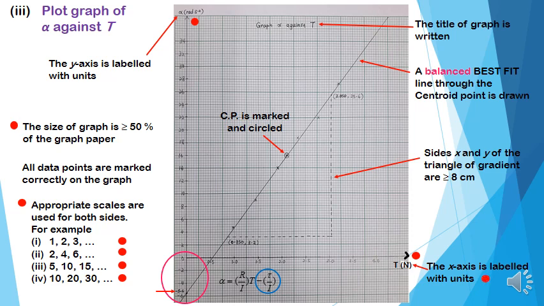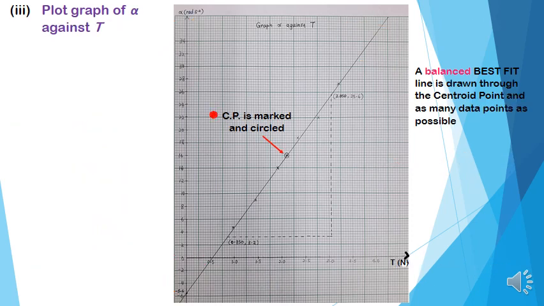Then label the x-axis and the y-axis correctly with the correct units in brackets. Write down the title of the graph on the graph paper, which is Graph of Alpha against T. Calculate the centroid point and mark it on the graph paper, then circle it, followed by the marking of the other 6 data points, 1, 2, 3, 4, 5, 6.